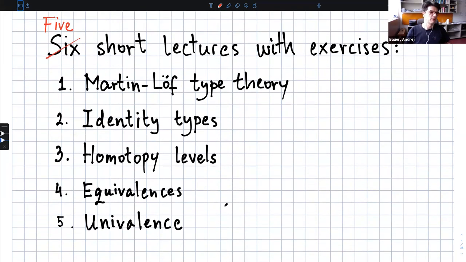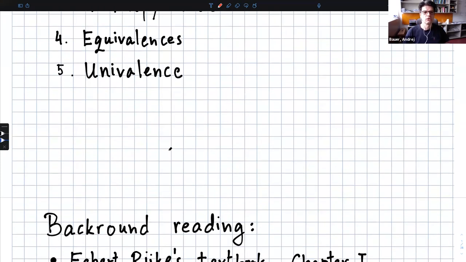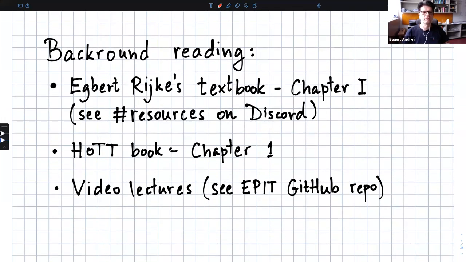So we're just going to do five. We'll just start with the first one. And this first one, if you look at the schedule, I will try to stick to the schedule. Actually, I will be quite strict about sticking to the schedule. The first one is supposed to go on until 14:50, including the exercises.